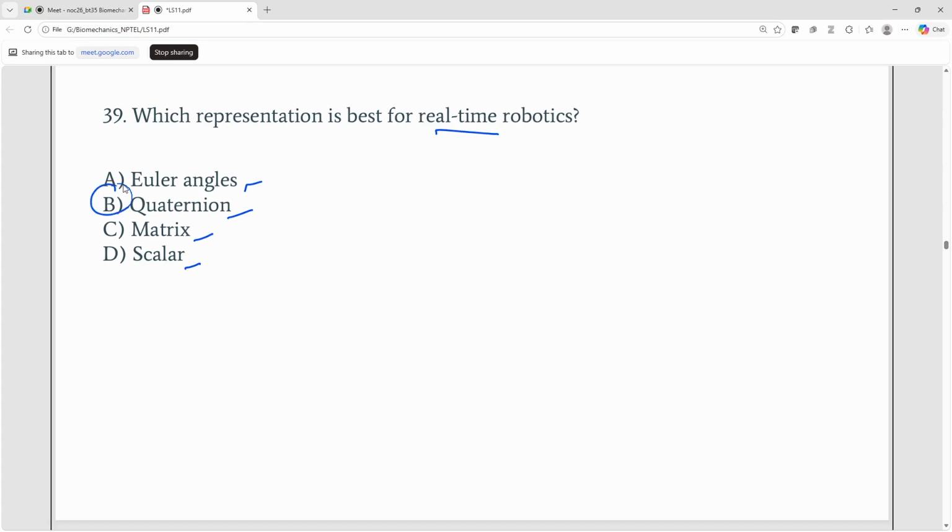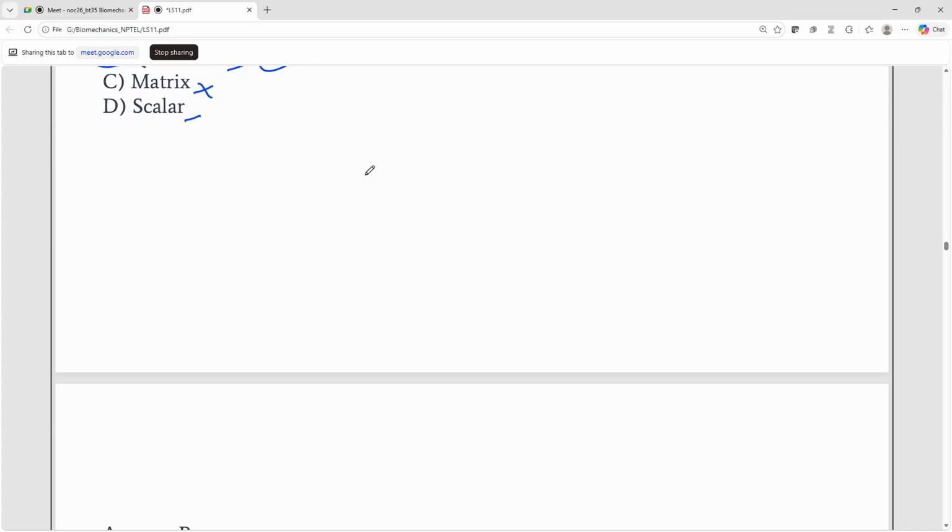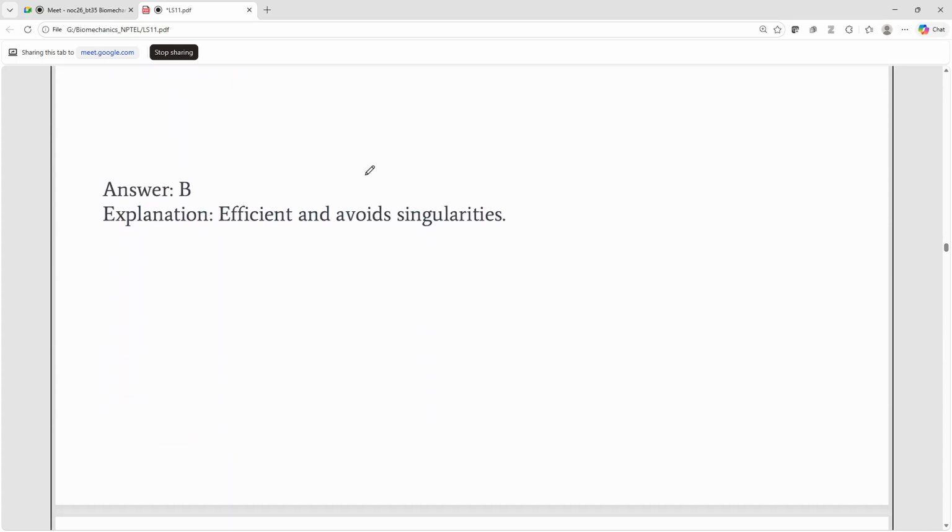Correct answer is option B, quaternions. Because we have seen Euler angles have singularities and rotation matrices have redundancy. So quaternions are best for real-time robotics. It removes redundancy, that's why it's efficient, and it avoids singularities.